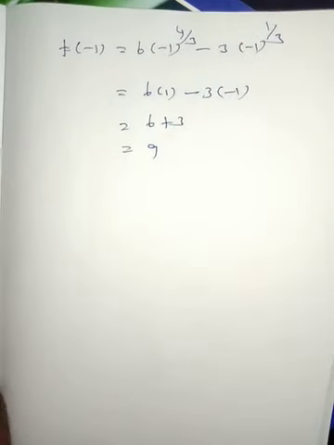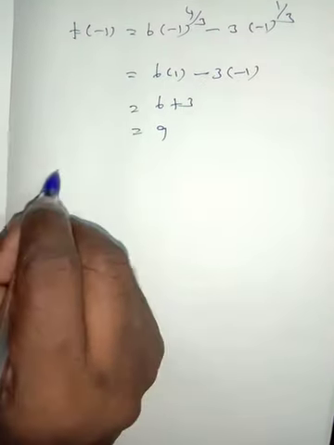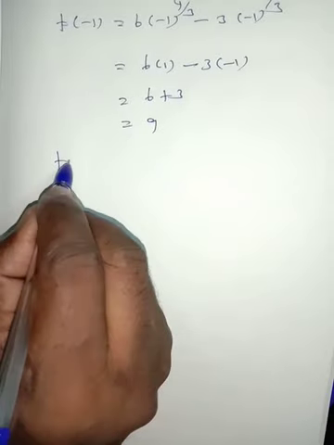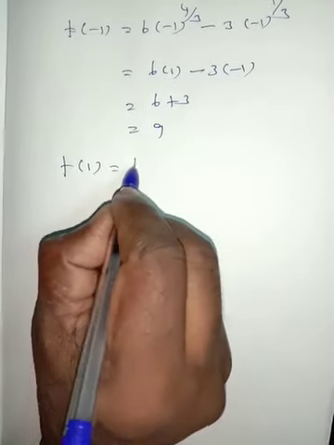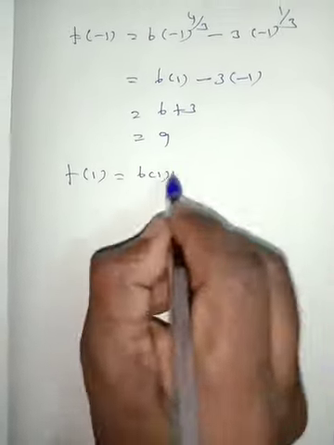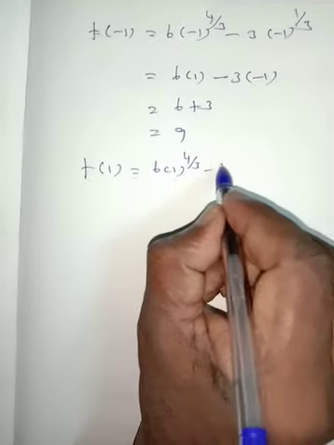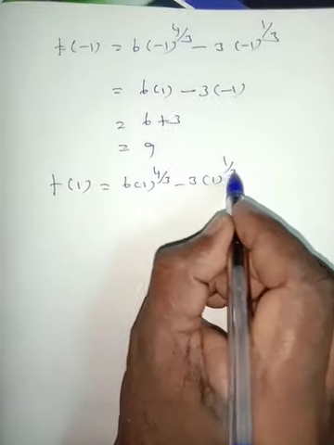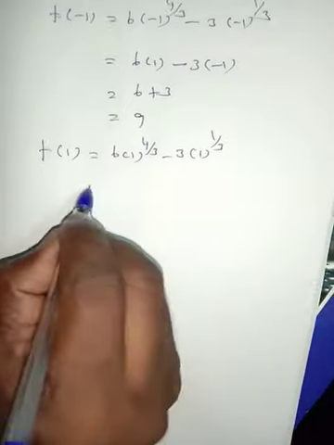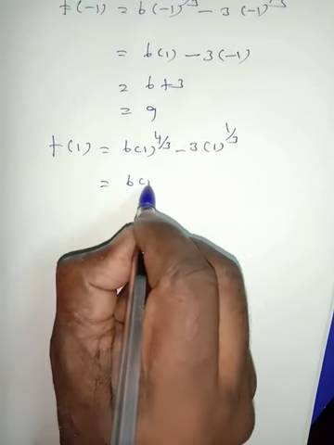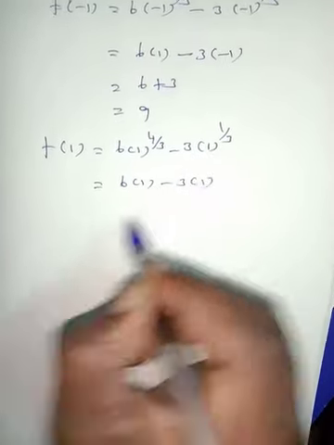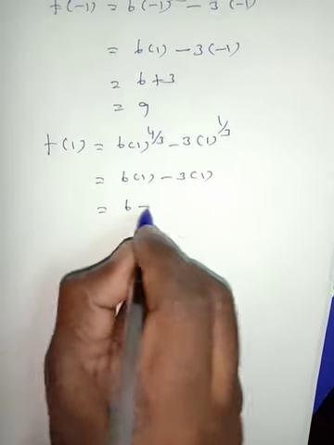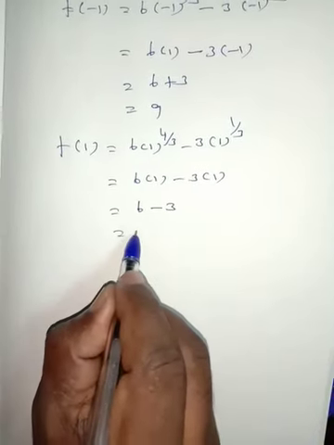Next apply another end point, 1. Put x is equal to 1 in f of x is equal to 6 into 1 power 4 by 3 minus 3 into 1 power 1 by 3. This means 6 into 1 minus 3 into 1 is equal to 6 minus 3 is equal to 3.